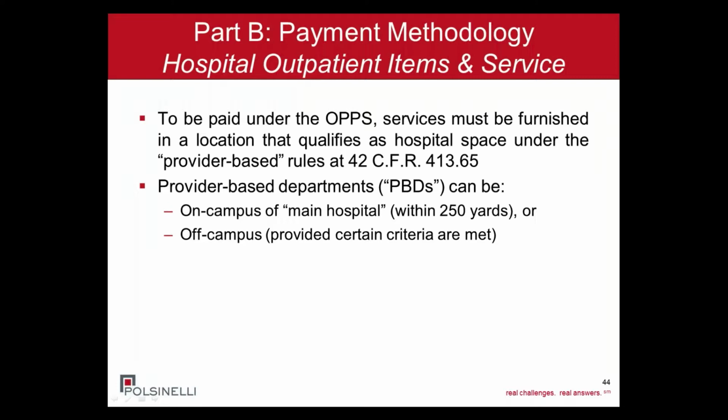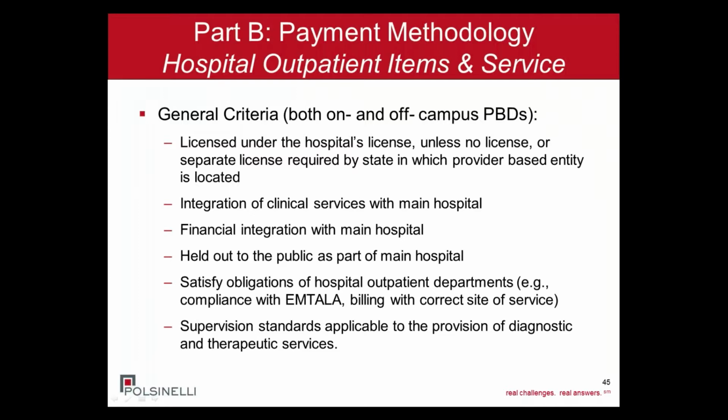Under the rules, the provider-based department can be either on the campus of the main hospital, within 250 yards of that main location, or off campus, as long as it's within 35 miles of the main provider or meets certain other criteria to demonstrate that it serves the same patient population. But at the core, regardless of whether it's on campus or off campus, both have to meet certain criteria to demonstrate that they are integrated with the main hospital location.